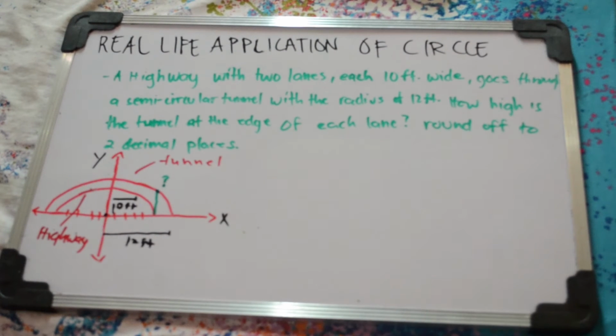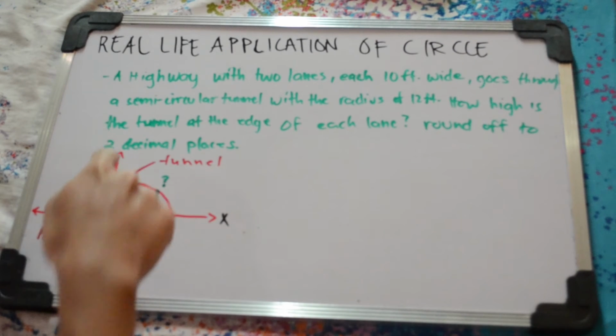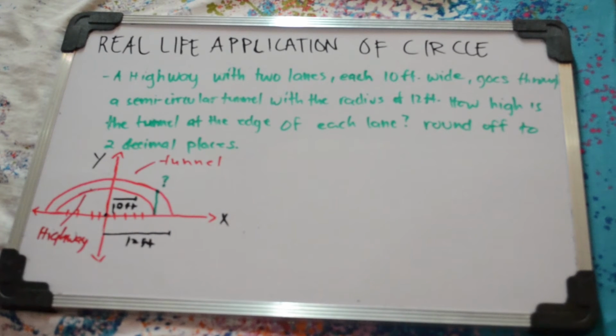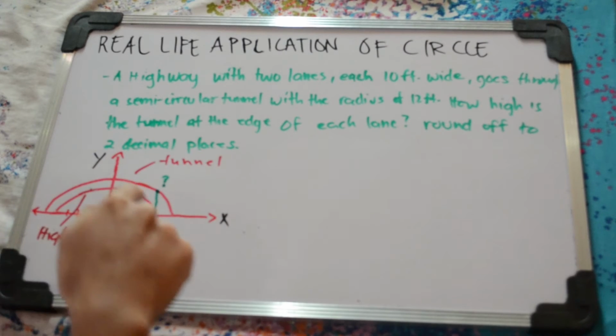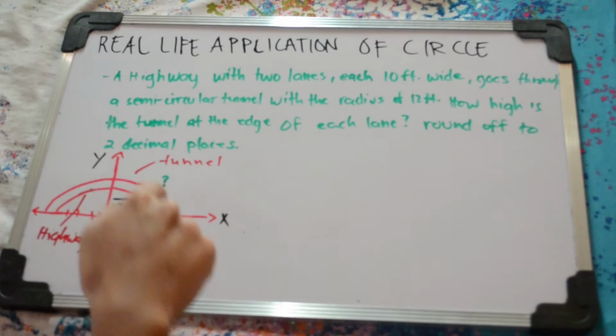Now the given problem is a highway with 2 lanes, each 10 feet wide, goes through a semicircular tunnel with a radius of 12 feet. How high is the tunnel at the edge of each lane, rounded to 2 decimal places? So now we need to visualize the problem. First, we need to draw a coordinate plane, which is here, the coordinate plane, and the 2 lanes, which is here, the highway, and the tunnel.